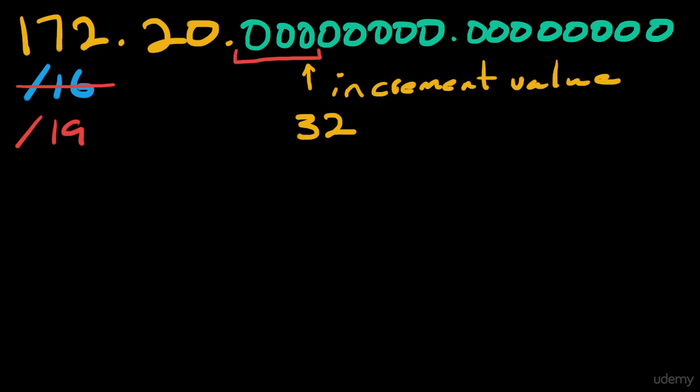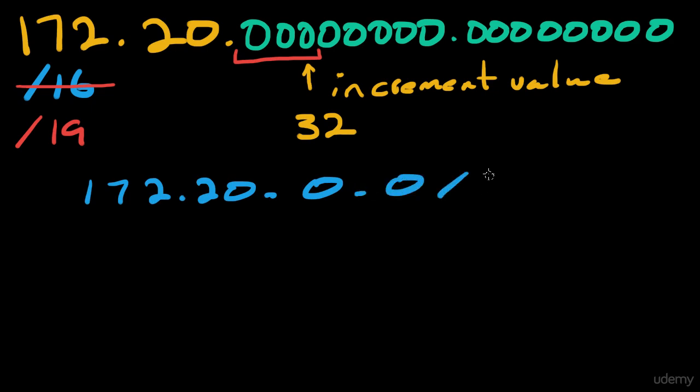So let me demonstrate this. Our first network ID would be 172.20.0.0/19. Well, you might say, well, that looks like the original, and it is the original, except it's using a prefix of /19. This network ID is the one where these 3 subnet bits are all zeros.